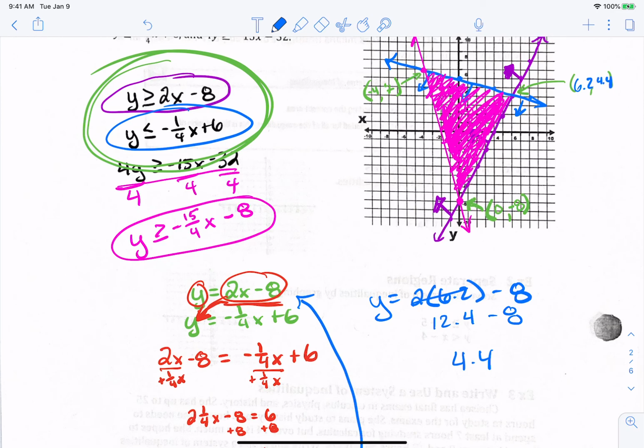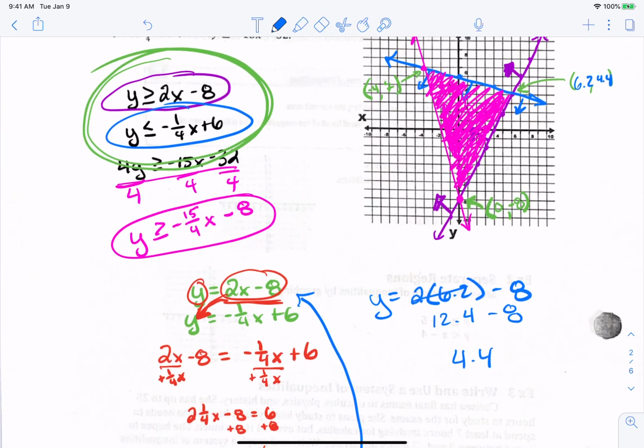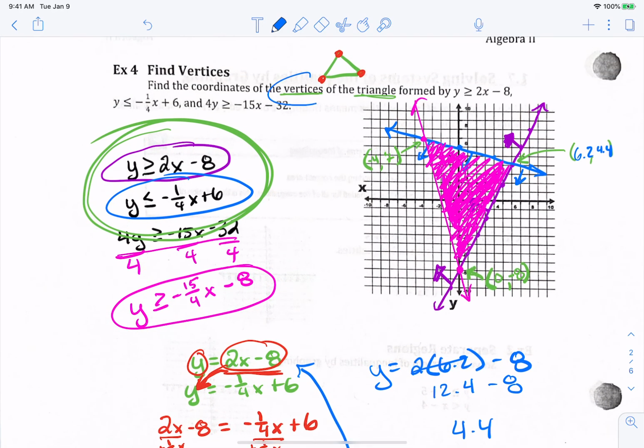Okay, so what were we trying to find? That was a long problem. We were trying to find the vertices. So we found them. They are, if you want to write them again, -4, 7 and 0, -8. Those were the nice ones. And then the other one was 6.2, 4.4. Those are my 3 vertices.